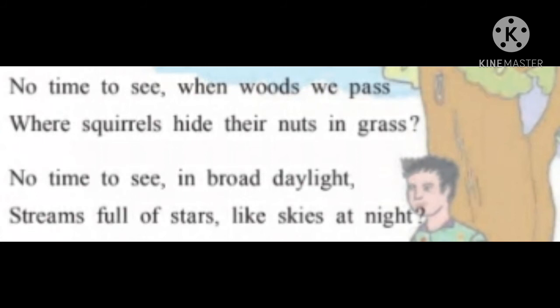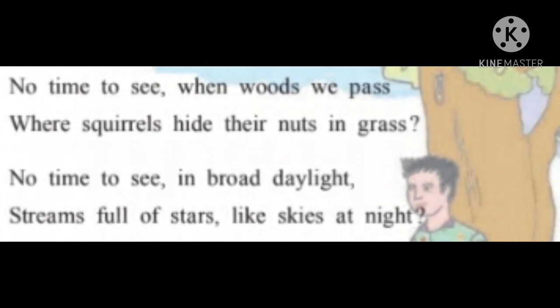Here, from the third couplet, the first line of the third couplet is an example of alliteration because the initial sound W is repeated. And the second line of the third couplet, where squirrels hide their nuts in grass, is an example of interrogation because a question is asked in this line. Rhyming words from this couplet are pass, grass. The rhyme scheme of this couplet is CC.